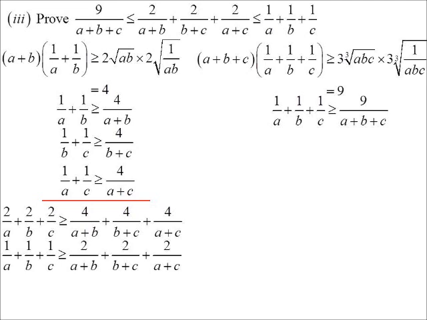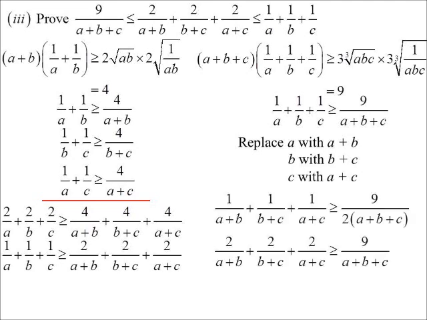Oh, excellent. But what about this bit in the middle? How about instead of a we put a plus b, instead of b we put b plus c, instead of c we put a plus c. And there's my inequality. It becomes 1 on a plus b plus 1 on b plus c plus 1 on a plus c is greater than or equal to 9 on 2 lots of a plus b plus c. Oh, hang on. If I multiply both sides by 2, oh look, I've got the other end.